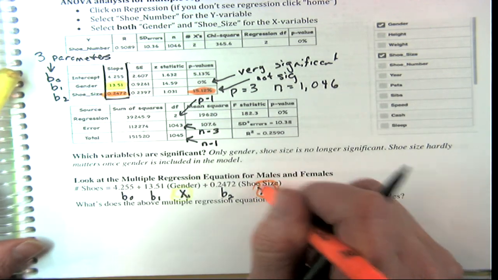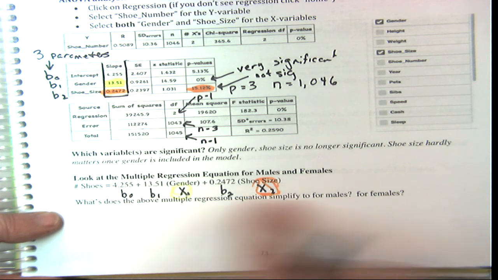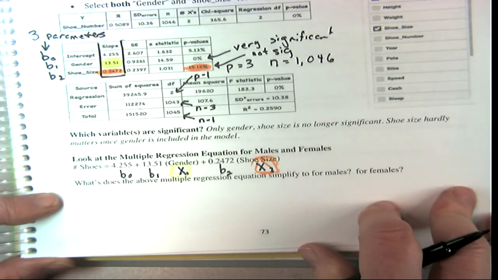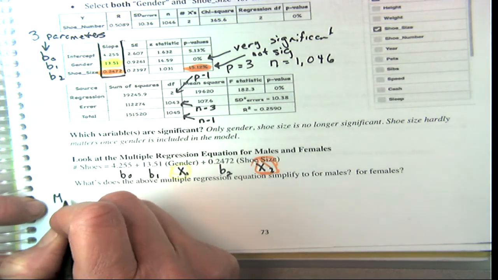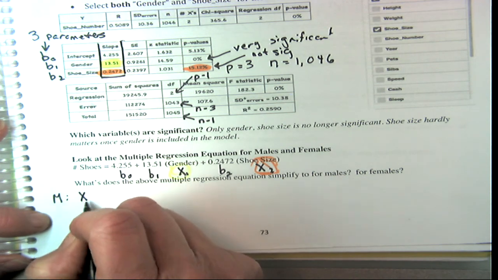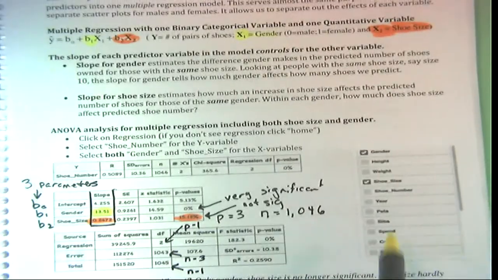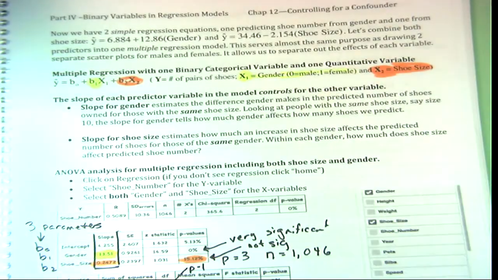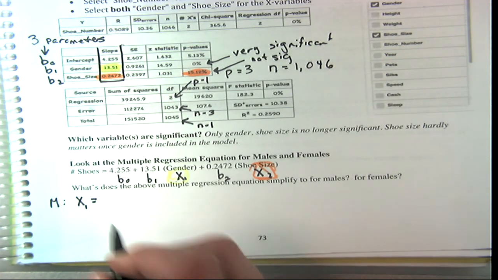All right. And now it says, how would we interpret the above multiple regression equation for males and females? What would we do? Well, how would we do that? For males, you have to remember, what are males? They're coded as what? X1 is equal to, you have to look up here, X1 is 0, the way it was coded for males.